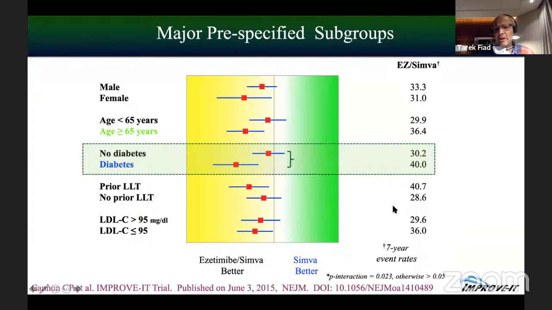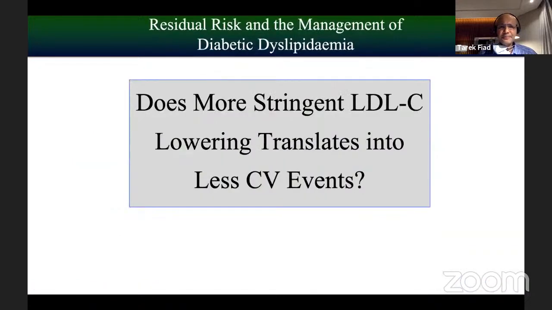And then if we look at whether there was any difference in the response between people with and without diabetes, we can see that people with diabetes did much better when it came to adding ezetimibe, for a good reason, and that's because the expression of Niemann-Pick is greater in the brush border of the intestine in people with diabetes. So we knew that diabetes responded very well to adding ezetimibe in this trial.